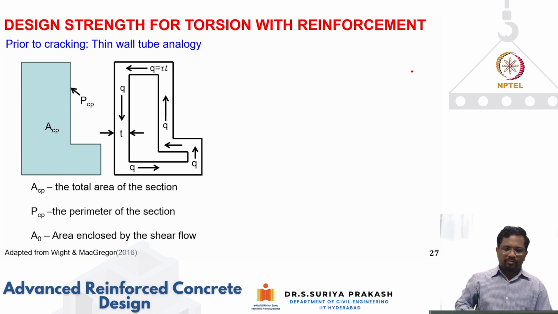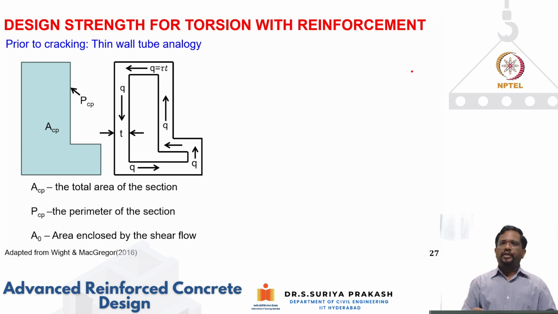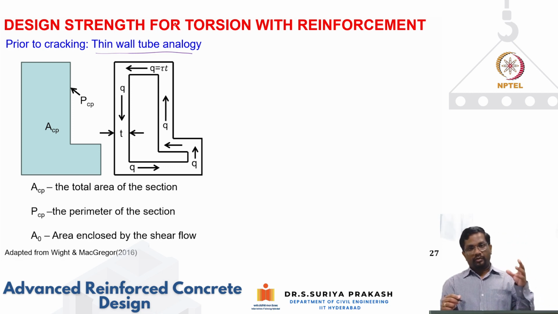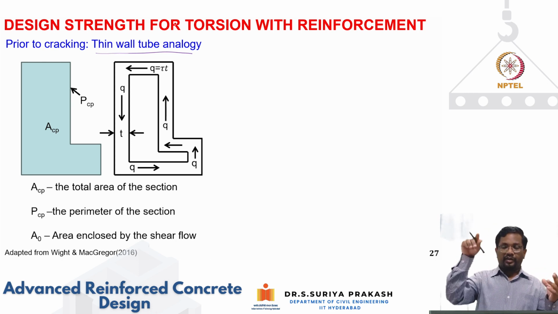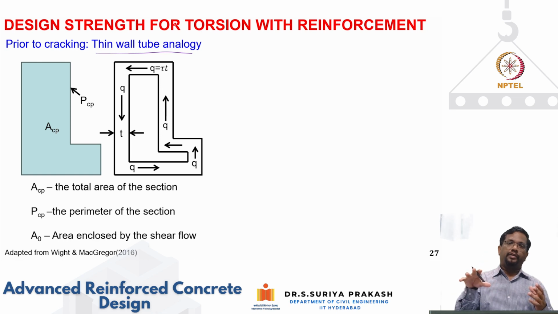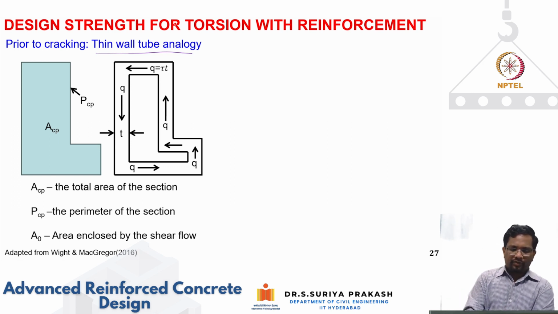Now let us see what happens just prior to cracking. Again, for a generic section like this, an L section, I'm going to say, using thin wall tube theory, how the shear flows would be. This is a closed section. If you have an open section and a closed section, say the same section, and I create a slit, then you will find that section will have very low strength and low stiffness compared to that of a closed section. So let's say this is the total area of the section. We denote this as ACP.